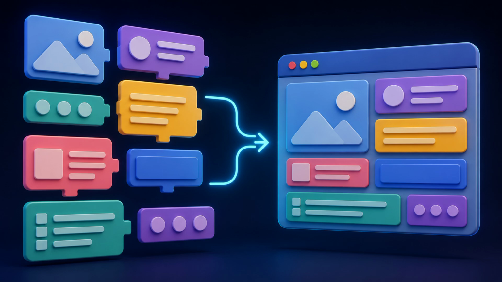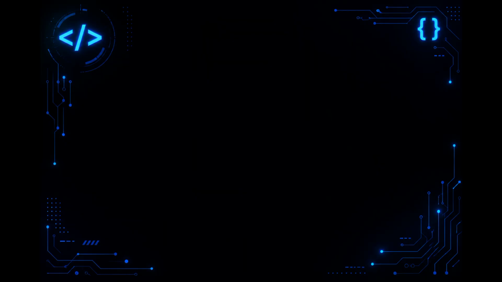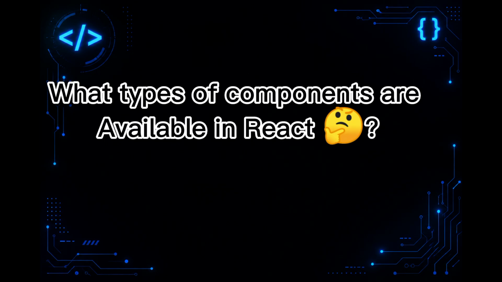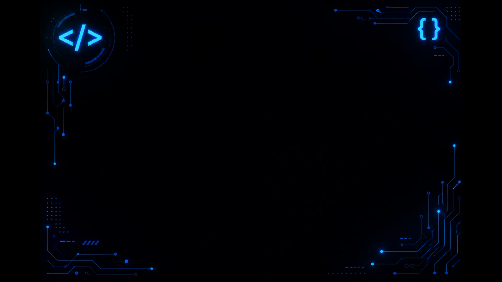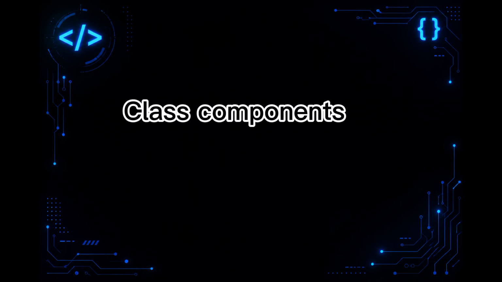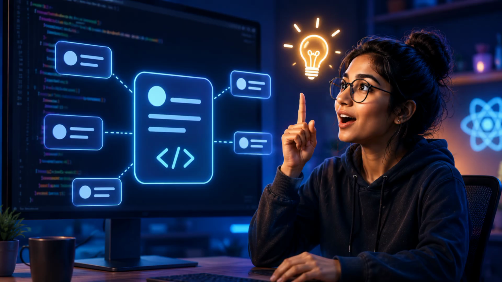While I was learning this concept, another interesting question came to my mind. What types of components are available in React? That's a great follow up question. React mainly has two types of components, functional and class components. Nowadays, functional components are the most commonly used because they are simpler and work perfectly with React hooks.